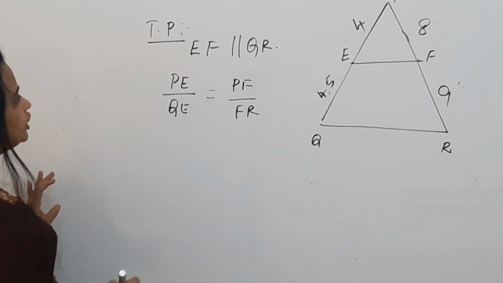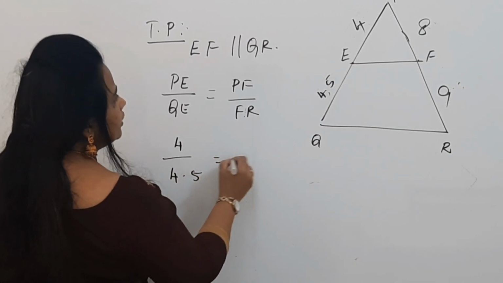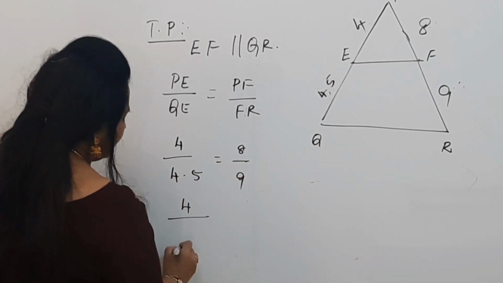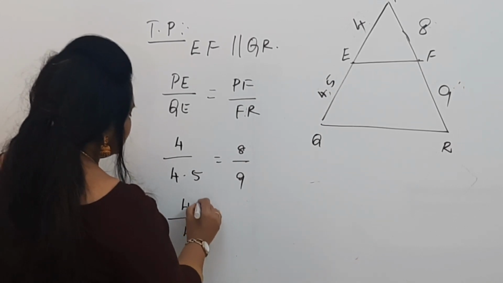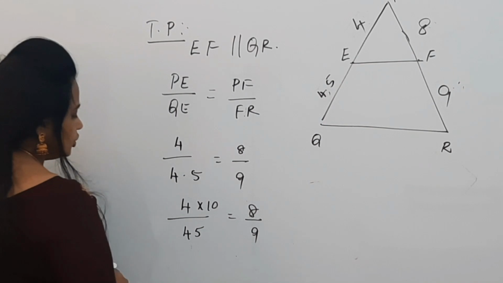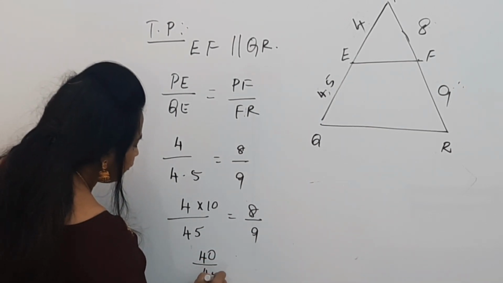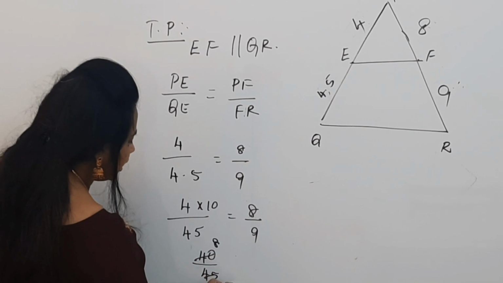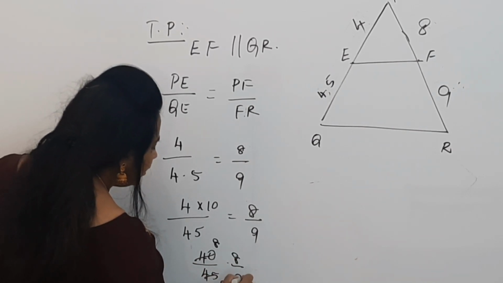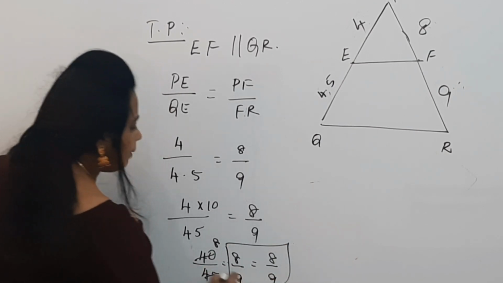So I'll go and check. PE is 4, QE is 4.5. This is equal to 8 by 9. So 4 divided by 4.5 into 10, which must be equal to 8 by 9. So let me cancel. That is 40 divided by 45. Cancel it. 8 5s are 40, 9 5s are 45. So you get 8 by 9, which is equal to 8 by 9. That is, it is happening.